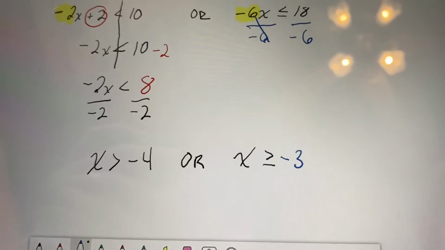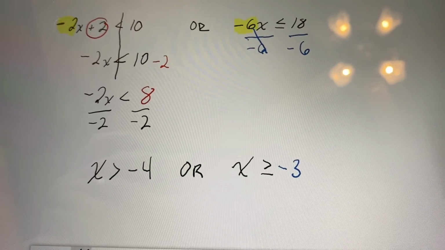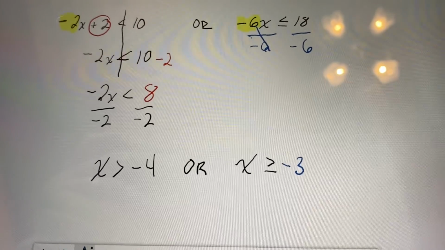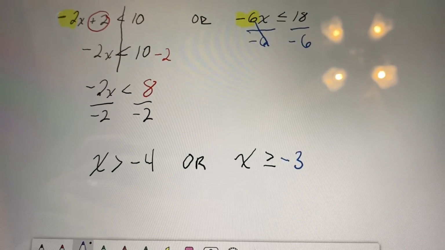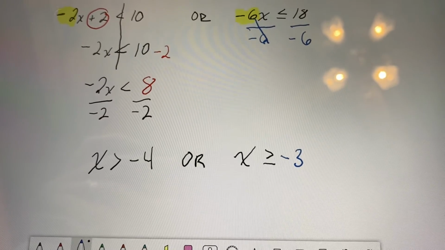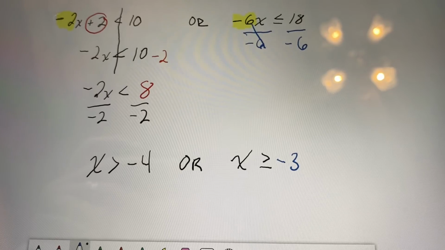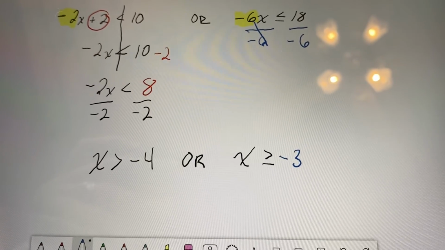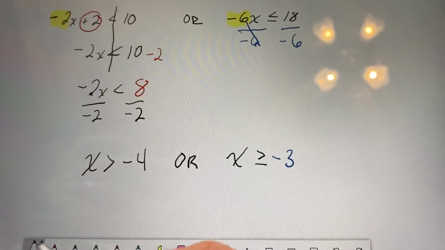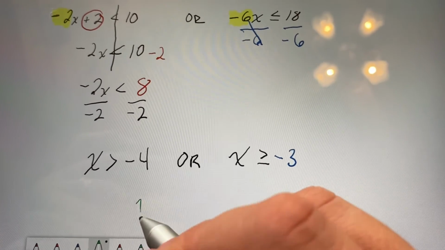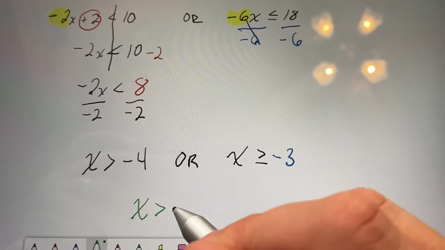Okay. Now, I told you that if they're both greater than, you go with the smaller number. Okay. So the smaller number between -4 and -3 is -4. So your answer is x is greater than -4.